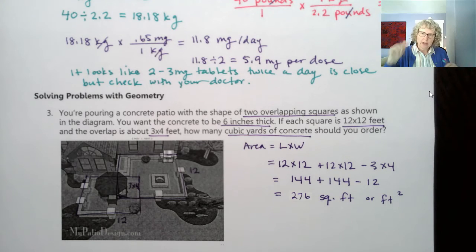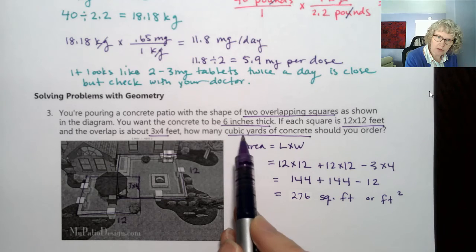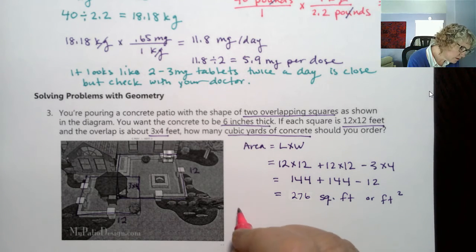Okay, so we can't order the concrete yet though, right? Because that's the area. We need to make it 6 inches thick, because we're going to put heavy furniture and barbecue and fire pit, all that kind of stuff on it. So we actually need to find the volume. And this cubic gives us an indication that that's volume, right? Because volume is in cubic units.